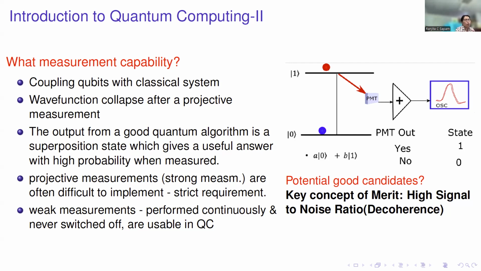So what we will look for is that, for a good implementation of quantum computing, we should have high signal-to-noise ratios for our signals. It means the coherence time has to be longer, and decoherence has to be small.